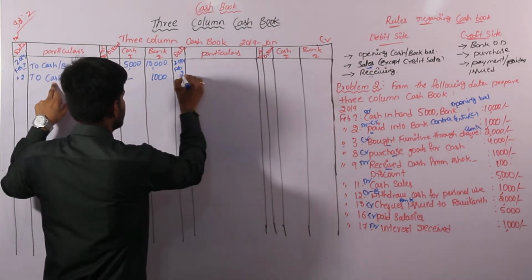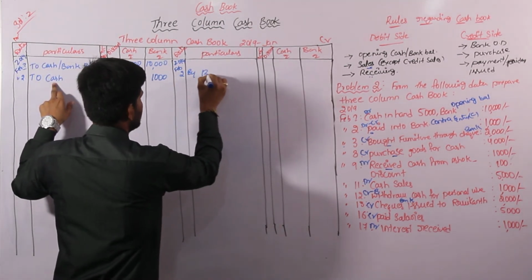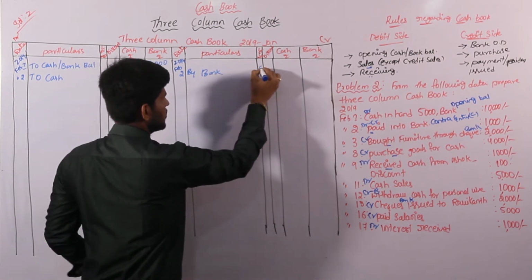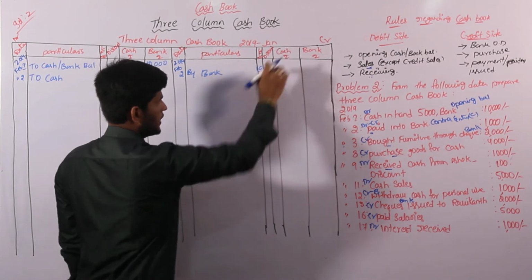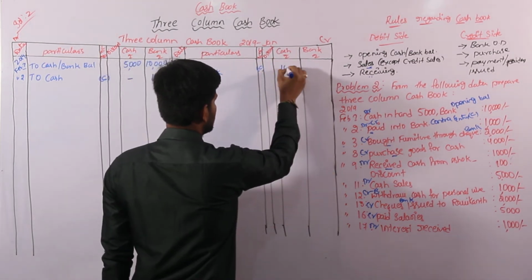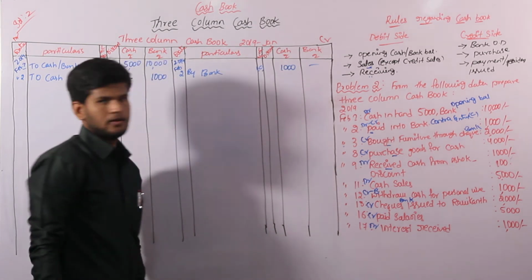Again on February 2nd, by bank we have to write, and enter in the ledger column CR. Here we are going to write bank, but the value will be entered in the cash column, 1000. So it is also completed.